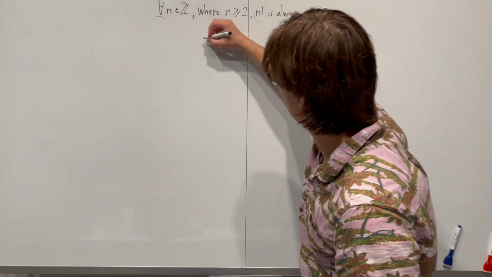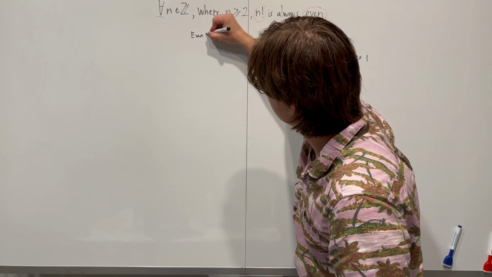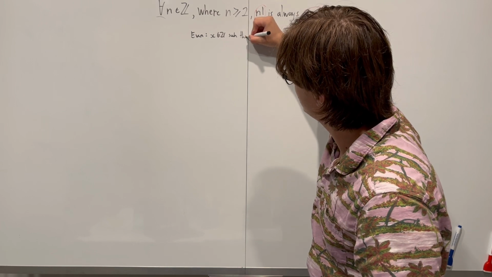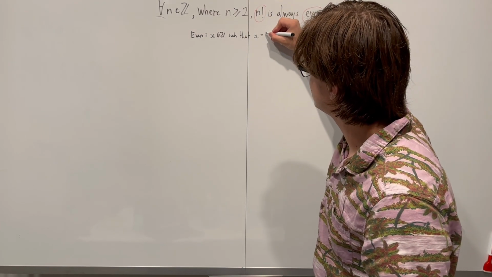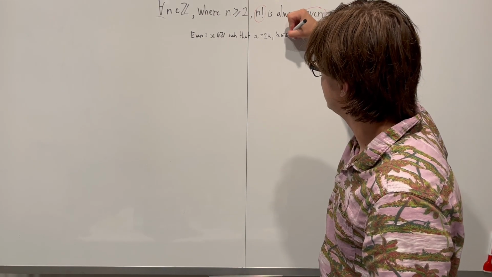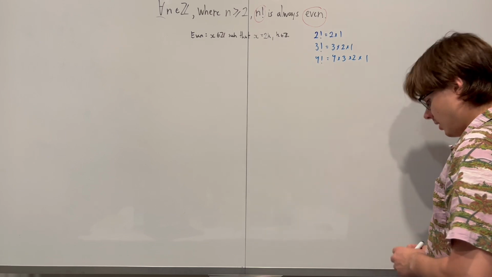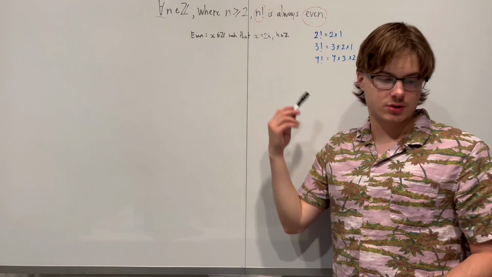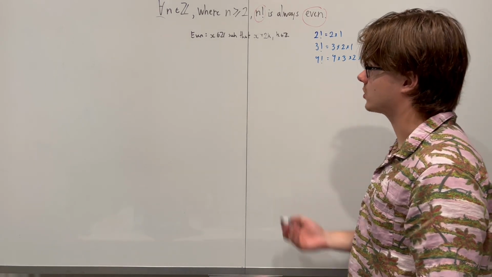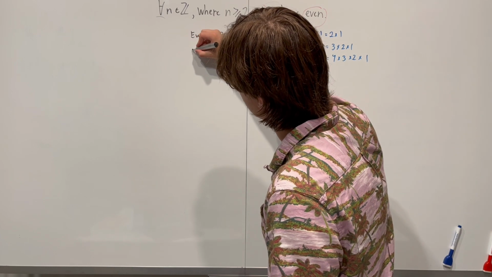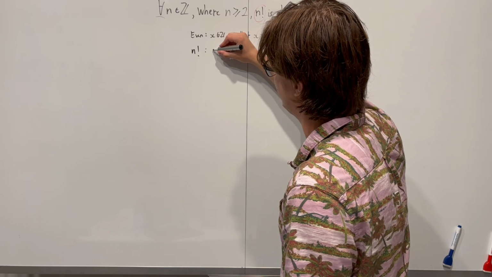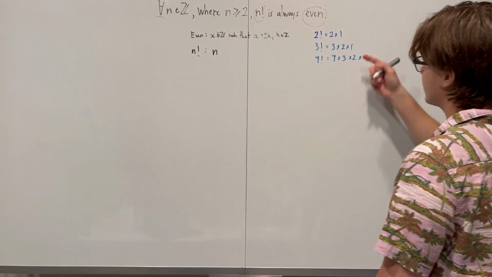So an even number is defined as an integer x such that x is equal to 2k for some k that's an integer, right? If you can write an integer as 2 times an integer, it's going to be even. Next, we need to define factorial. Now, factorials are going to be defined as, well, let's look at our example, right?